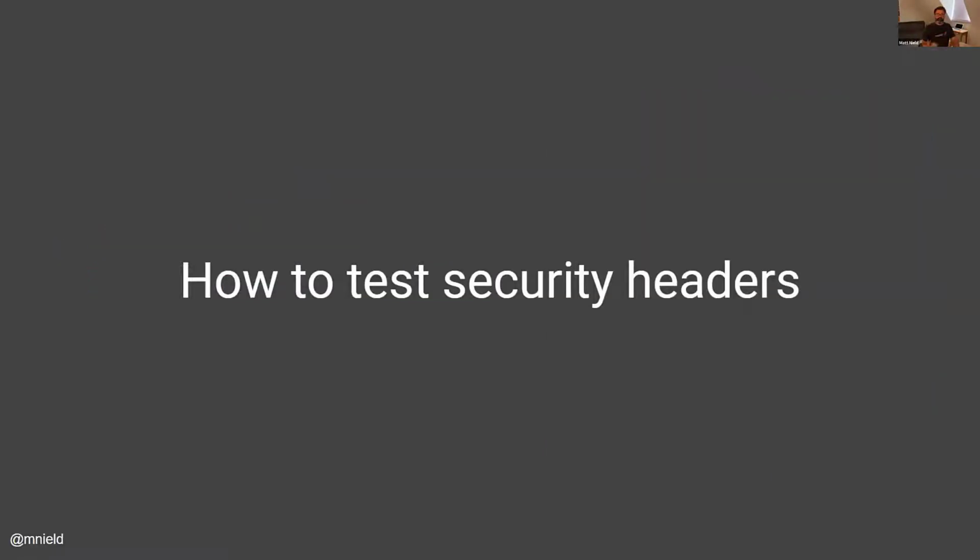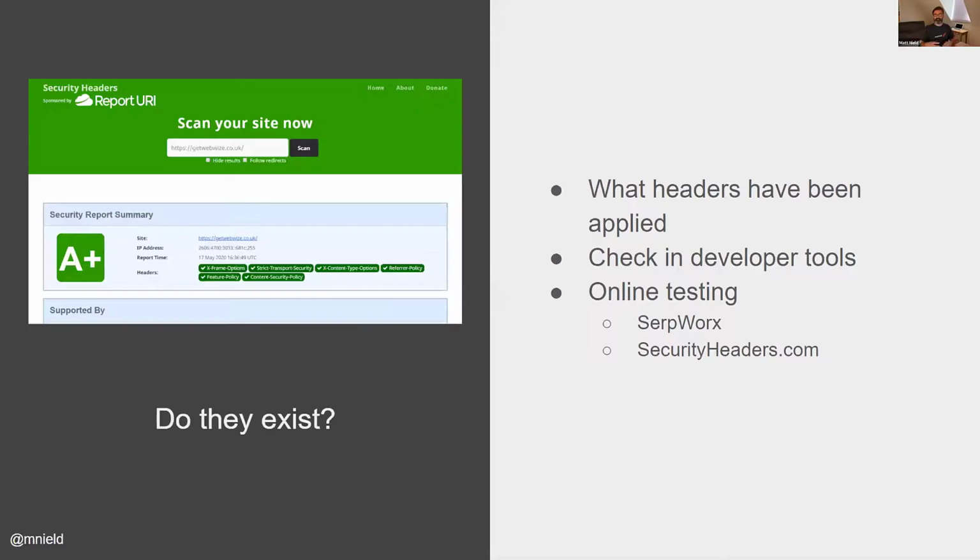So how do you go about testing them? There are two things with testing a security header. You need to check they're there, and you need to check they actually work. Those are two very different things to look at. In terms of checking they're there, there are a couple of sites you can use. One's called securityheaders.com, which is fairly straightforward. And there's also SERPworks, which I've used a few times. There are others out there. They all do fairly similar things.